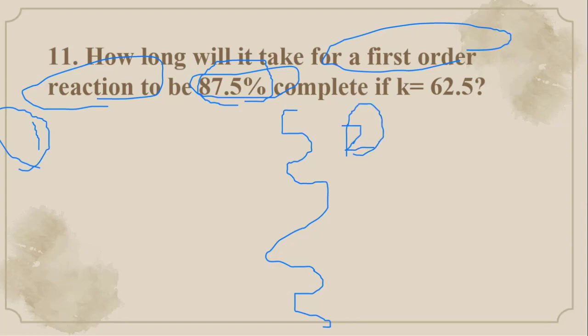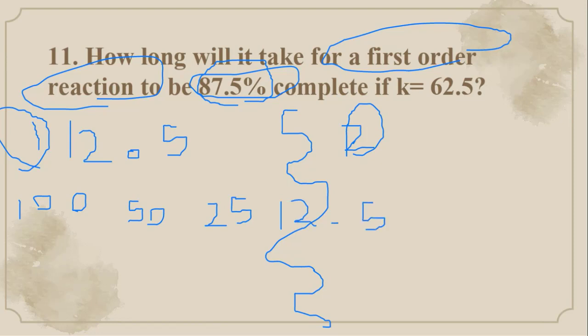So the first way is, you can start with finding out how much is left out of 100. So 100 minus 87.5 is going to give you 12.5%. Now we have to figure out how many half-lives it takes to get there. If we have 100 and we halve that, we get 50, right? And then if we have 50, we get to 25. And then if we have 25, we get to 12.5.